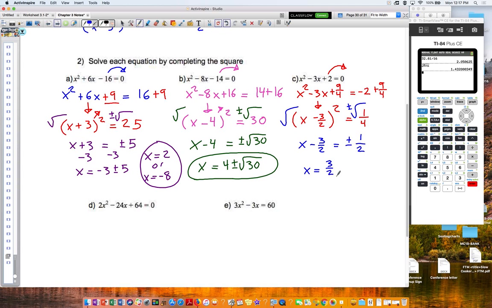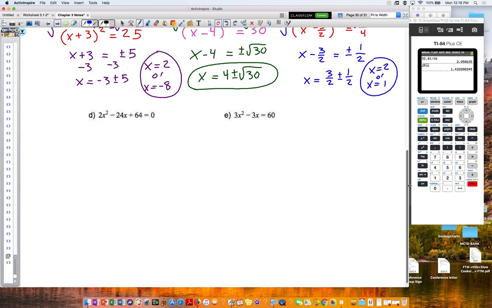So 3 halves plus or minus 1 half. Well, 3 plus 1 is 4 divided by 2. Well, that makes x 2. 3 minus 1 is 2. 2 divided by 2 is just 1. So even though this had some messy fractions at the beginning, it ends up being a nice number. All right, let's take a look at the last two.